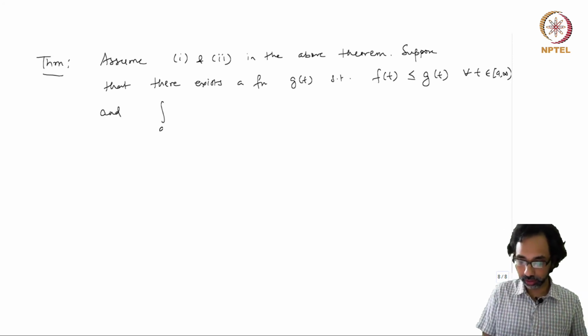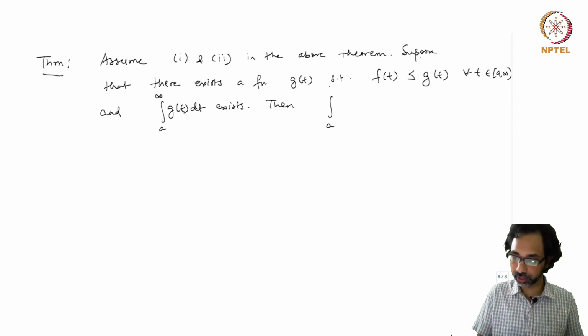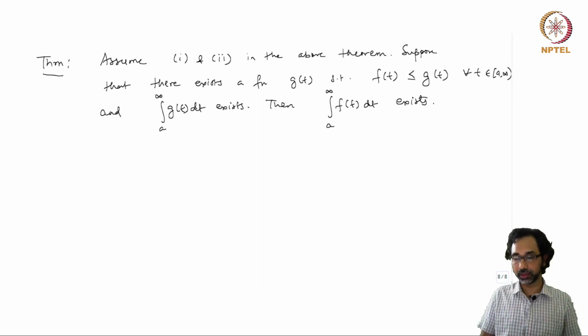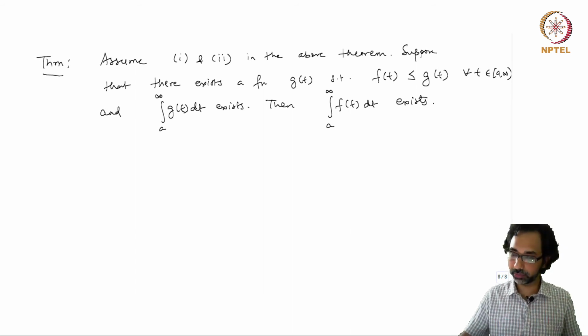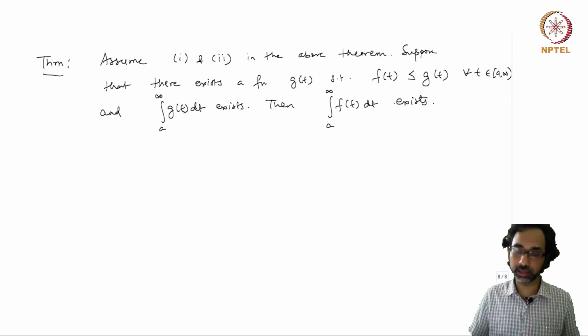and the improper integral of g(t) dt exists, then we can say that the improper integral of f(t) dt also exists. So this is a kind of comparison theorem where you have two functions, and for the right hand side function you know that its improper Riemann integral exists, then the improper Riemann integral of the left hand function is also finite and exists.